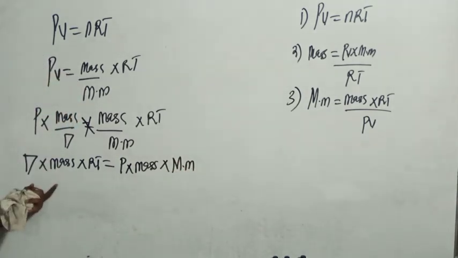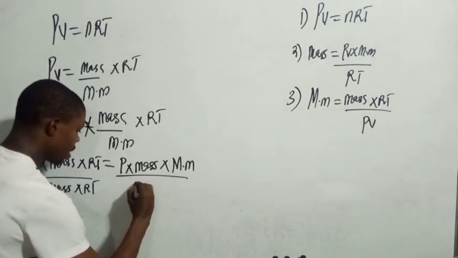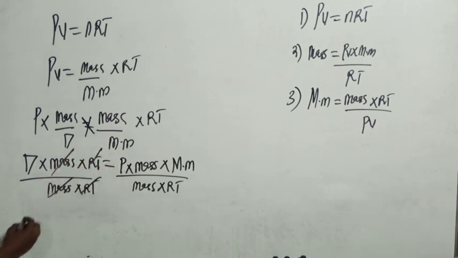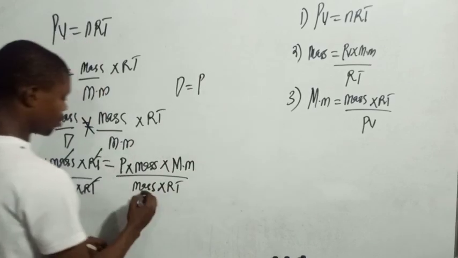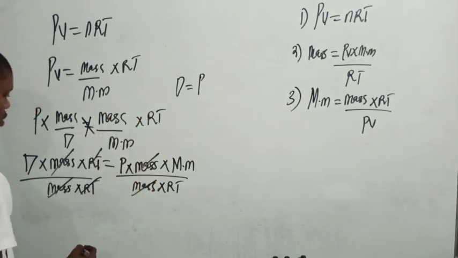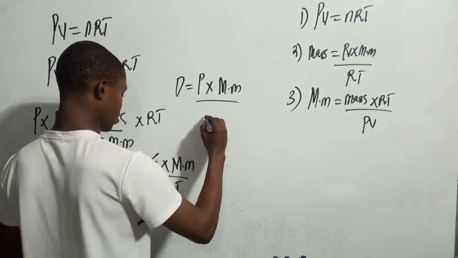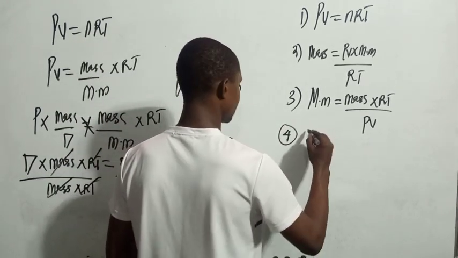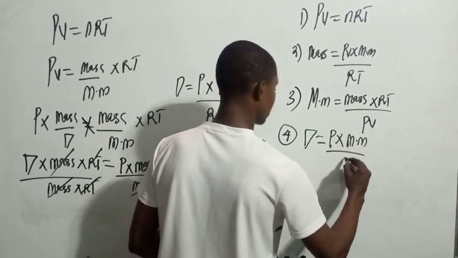So if you make this formula, then I'm going to divide both sides by this one here. So it's going to be mass times R T, you have mass times R T. So this will cancel out this, right? So I'm now left with D equals P, and mass will cancel out mass too. You get? So it's going to be P times molar mass over R T. So this is my fourth formula: D equals P times molar mass over R T.